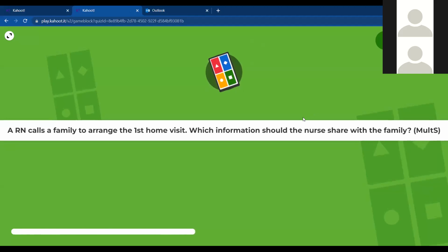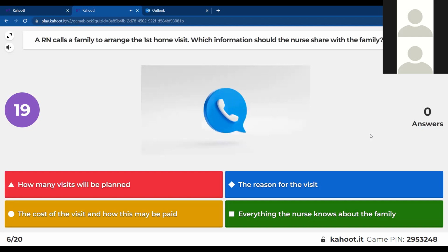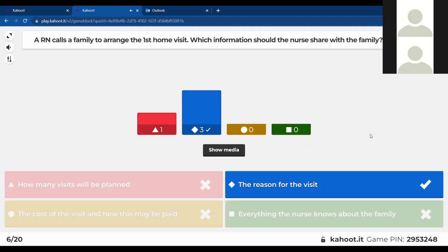The RN calls to arrange a first visit. What information should the nurse share with the family? That's in one of our phases as well. What are they sharing? Which phase was that? The reason for the visit? Is that the initiation? Yes, and in the pre-visit phase, we're looking at the data as to why we're going as well. So I want you to think about that.